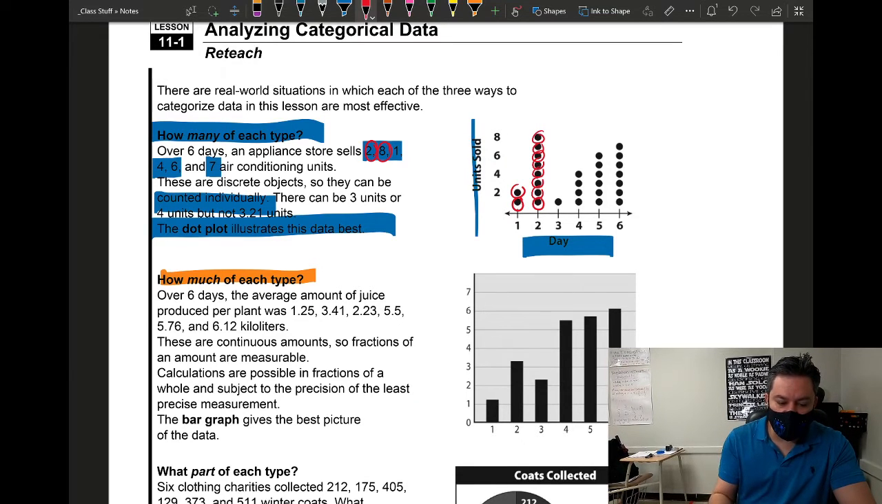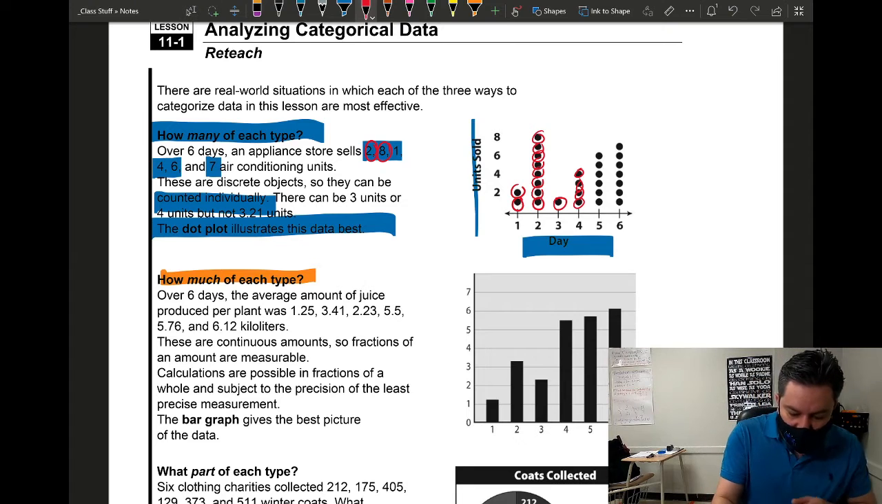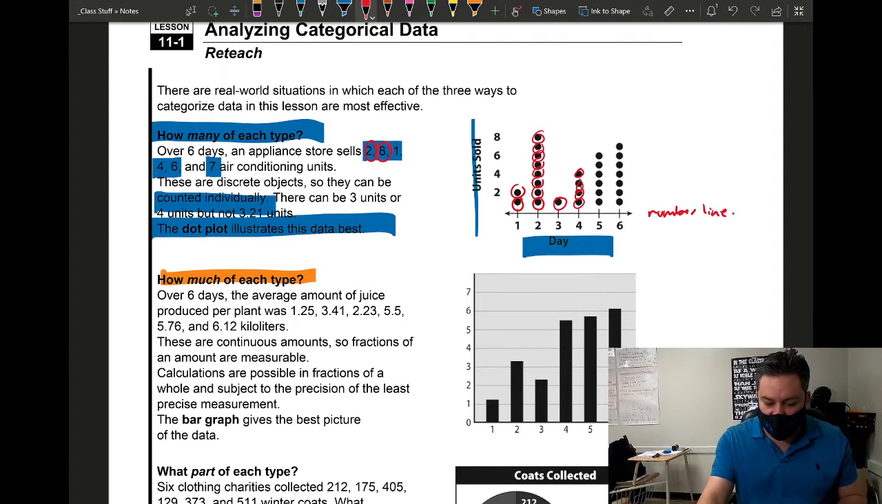On the third day, they sold 1. On the fourth day, they sold 4. On the fifth day, they sold 6, and 7 on the sixth day. That's how many dots you're gonna put on each of those numbers. So basically, the bottom is just a number line. And then over here are gonna be the individual items, how many of each. And then you can just label this, how many sold.